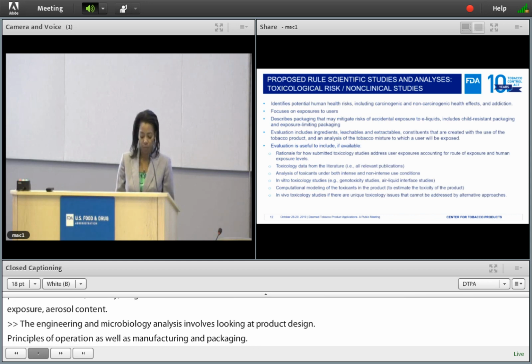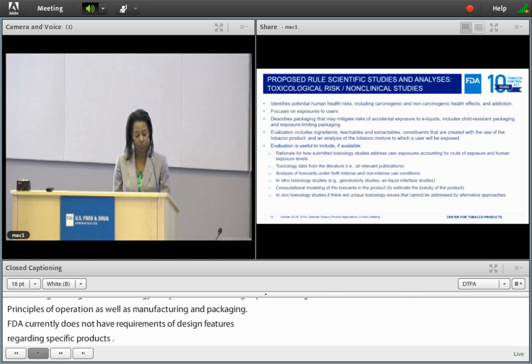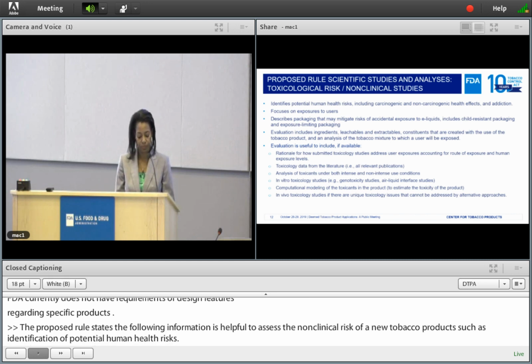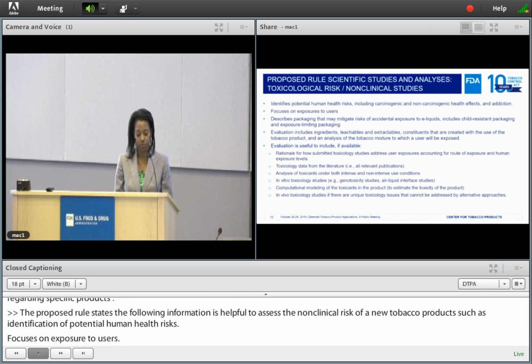The proposed rule on PMTA states the following information is helpful to assess the non-clinical risk of a new tobacco product, such as identification of potential human health risk, focus on exposures to users, description of packaging that may mitigate risk of accidental exposures to e-liquids, and evaluation of ingredients including leachables and extractables. In addition, a list of useful considerations to include is described here.